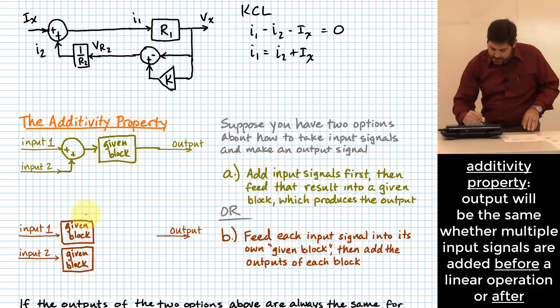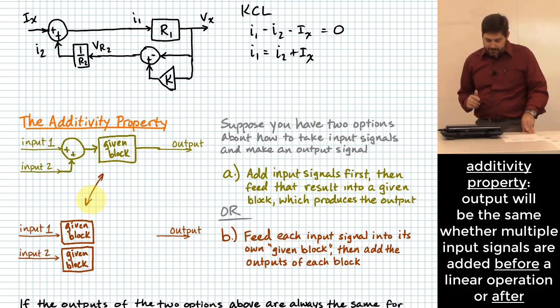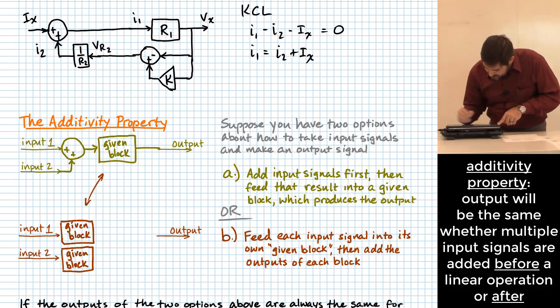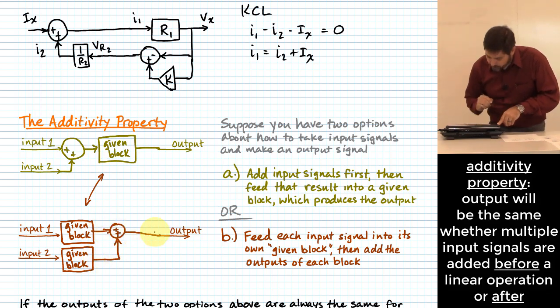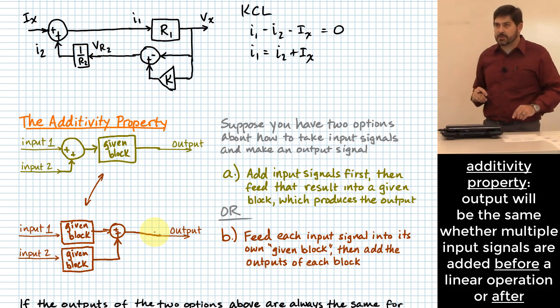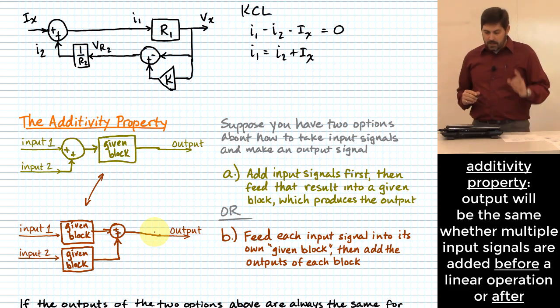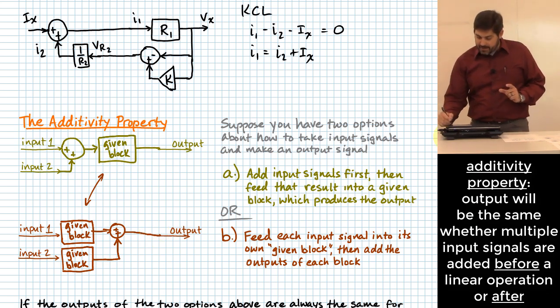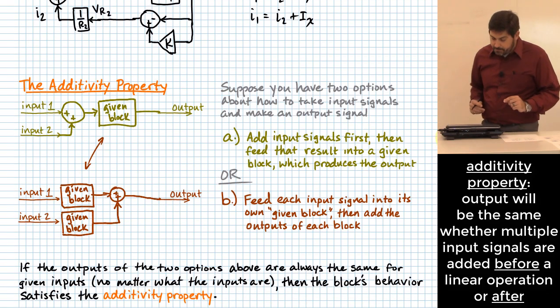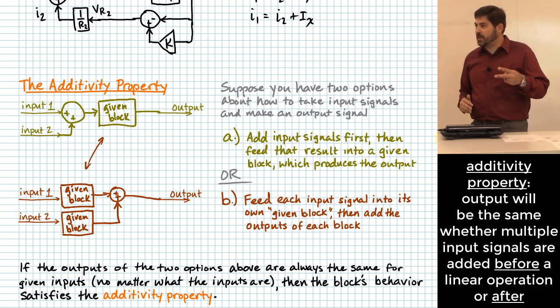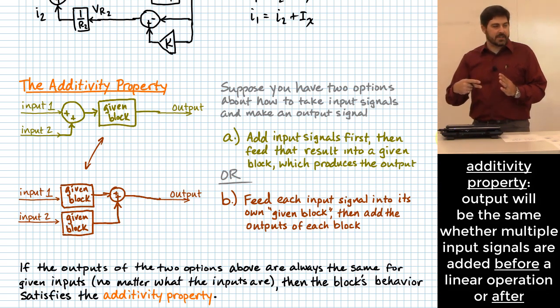But the block in these cases behaves the same way as the block that I have up there in that case, right? Once you've done this, you take the outputs of each of these and you add them together in order to get an overall output. Okay, so this is the second strategy on how you could combine these two signals together. The additivity property says that if your system doesn't care which of these two ways you do it, that for any inputs you give it, you'll get the same output in either case, right? Then your system satisfies the additivity property.